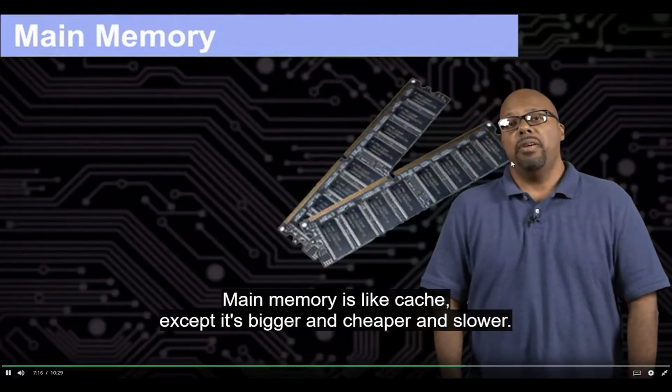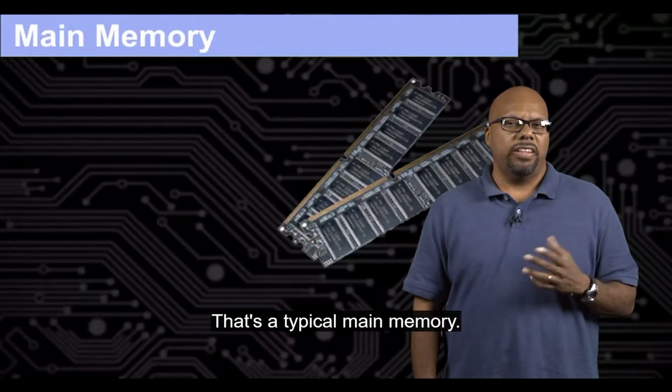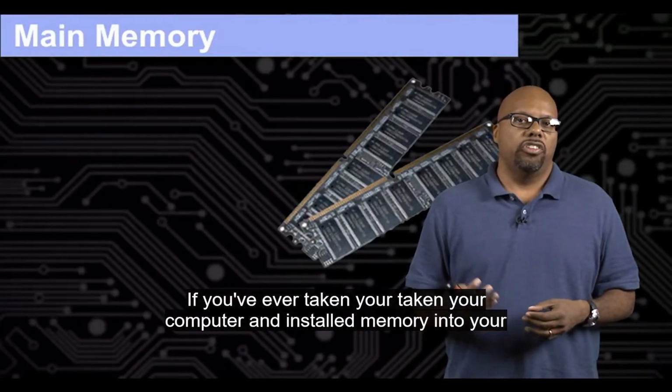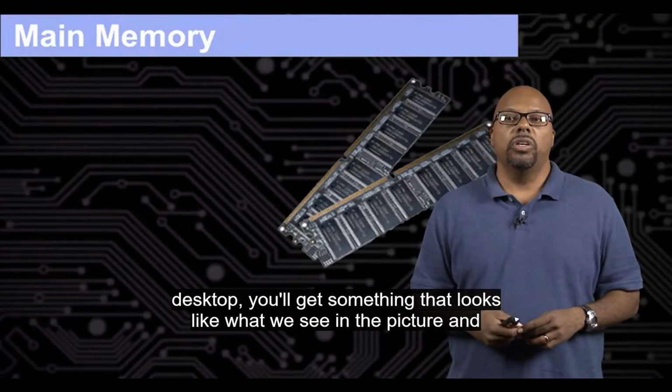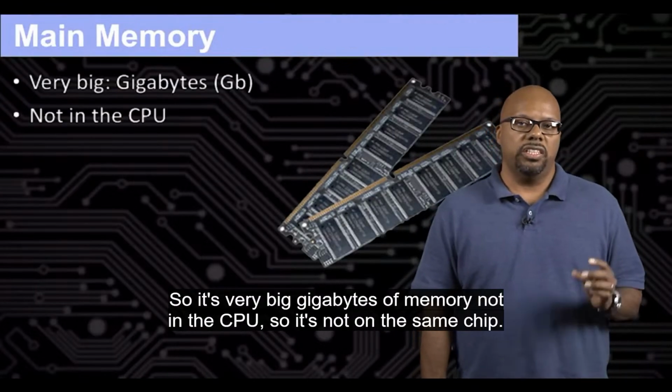Now then there's also main memory. Main memory is like cache, except it's bigger and cheaper and slower. You can see the pictures right there of main memory. That's a typical main memory. If you've ever taken your computer and installed memory into your desktop, you'll get something that looks like what we see in the picture, and you can plug it into a slot inside the board. It's very big, gigabytes of memory, not in the CPU. So it's not on the same chip.